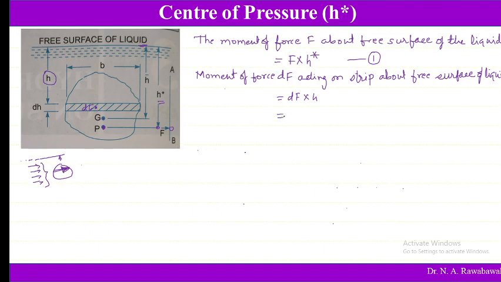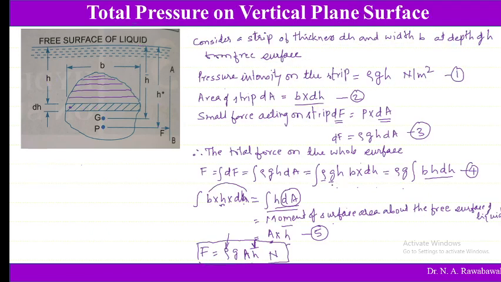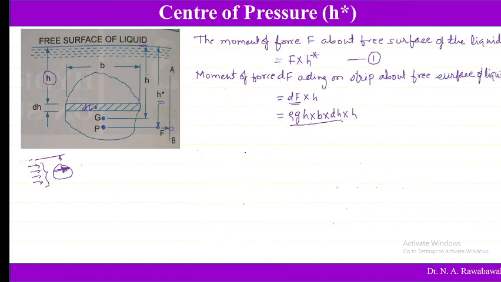We can write this dF as rho g H into B into dH. So this dF can be written as rho g h B into dH. From equation 3 we can write dF is equal to rho g h dA, or that can be written as rho g h B into dH. So we have taken it here.